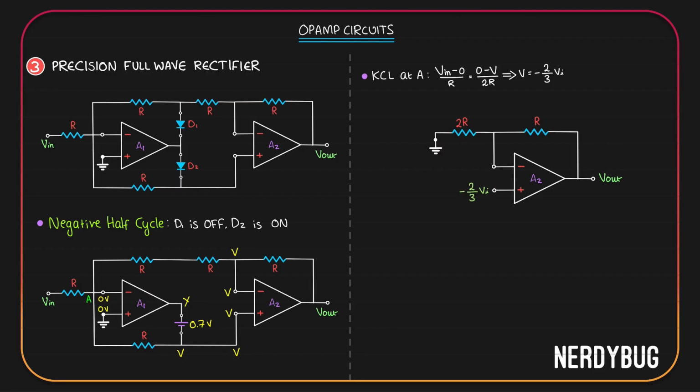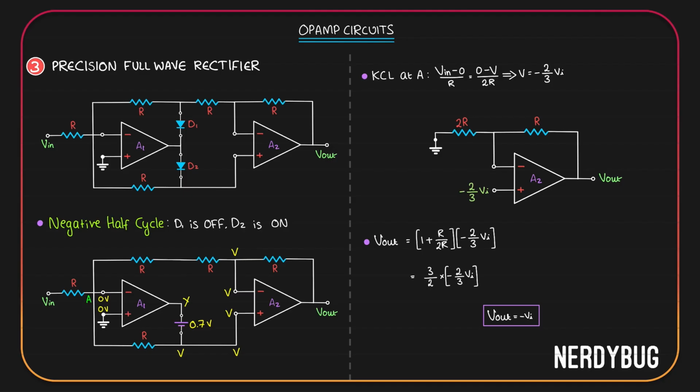It's pretty simple. Output will be gain of the non-inverting amplifier multiplied by the input. Here the gain will be 1 plus R divided by 2R. We have to multiply the input with it. R and R gets cancelled. This becomes 3 by 2. 3 by 2 and 2 by 3 gets cancelled and output is negative of input.